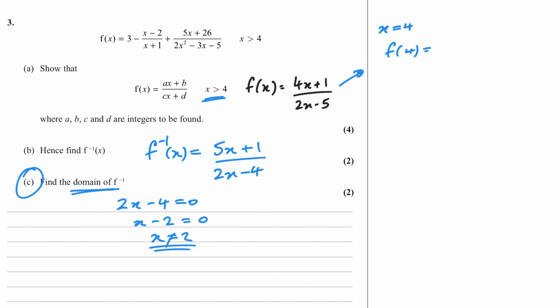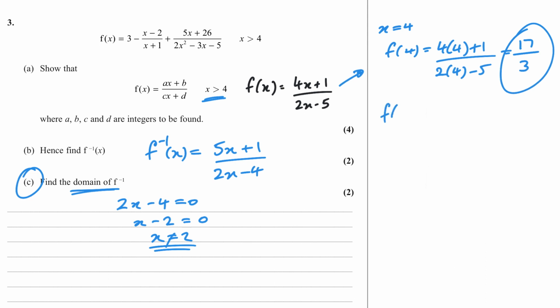f of 4 will equal 4 lots of 4 plus 1, over 2 lots of 4 minus 5. So that's going to give me 17 on the top and 3 on the bottom. So that's going to be at one of my limits, or it should be at one of my limits. Now let's have a look as x increases. So as x tends towards infinity.